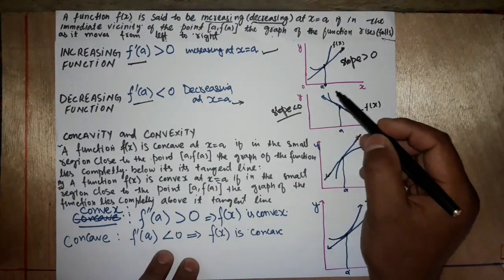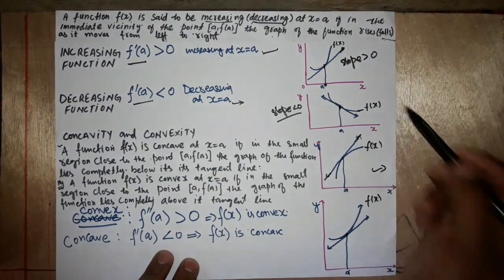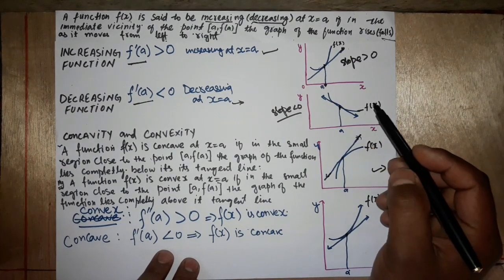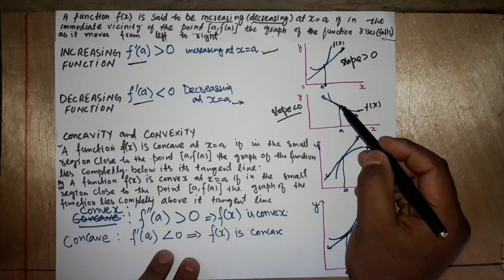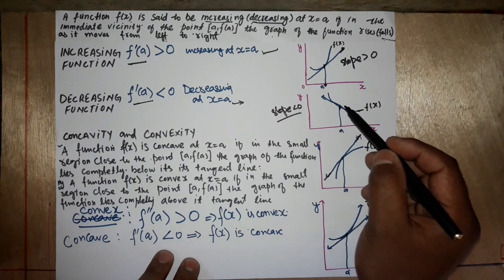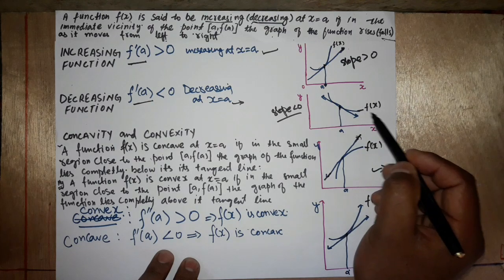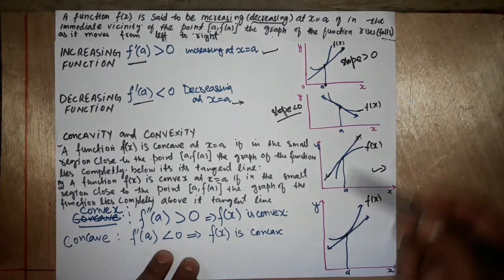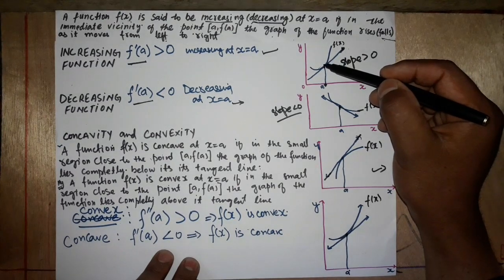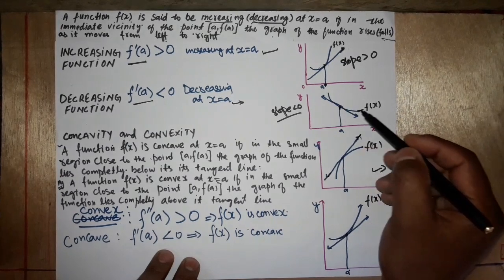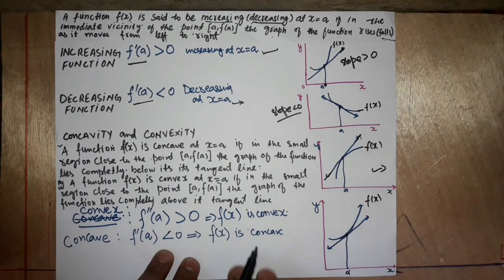Similarly, if I have the function f of x and at a particular point a, f of a, at that point the graph of the function is falling as we move from left to the right, then I will say this is the decreasing function. Here the intuition is the graph is continuously increasing and here it is decreasing continuously in this vicinity. Now this was the graphical depiction of the increasing function and decreasing function.